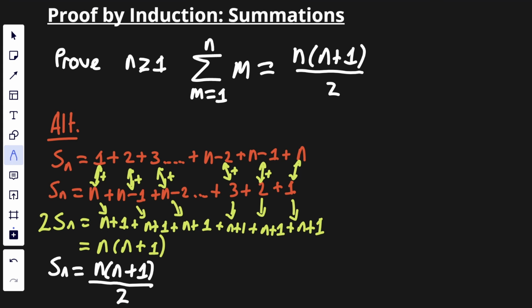Then we've added Sn to itself, so we've got 2Sn. All that's left is we need to divide both sides by 2, and we've found Sn. Now, quite a nice proof, very famous. You might have seen it before. You can find lots of videos out there online.